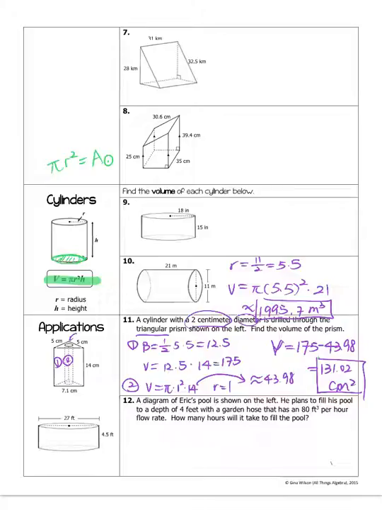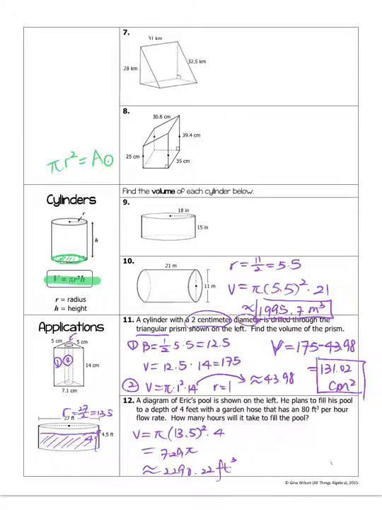So this is 4.5. We just need 4 here. And if this is 27, 27 divided by 2 is 13.5. That's my radius. So I've got to calculate my volume at 4 feet. So it's pi r squared times the height. That gives me the volume of this water when the water is about 4 feet high. So it's 729 pi, which is approximately 2,290.22 cubic feet.